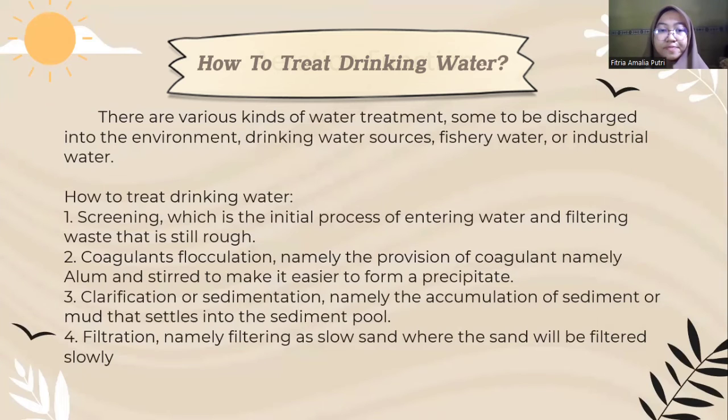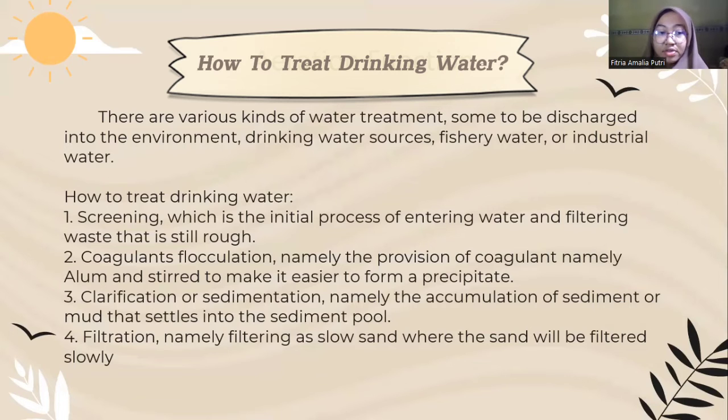And there are various kinds of water treatment, some to be discarded into the environment: drinking water, sewage, fishery water, or industrial water. How to treat drinking water? The first process to treat drinking water is screening, which is the initial process of entering water and filtering waste that is still raw.